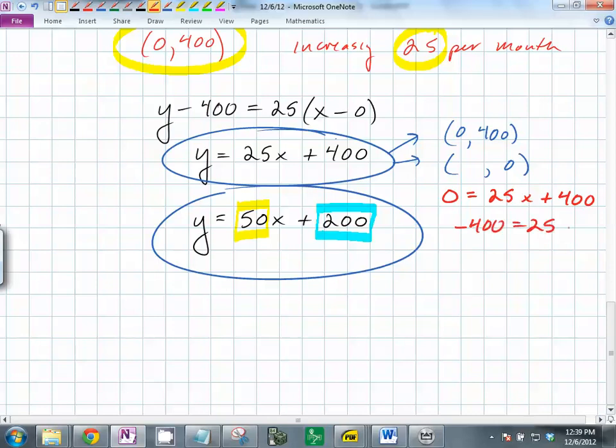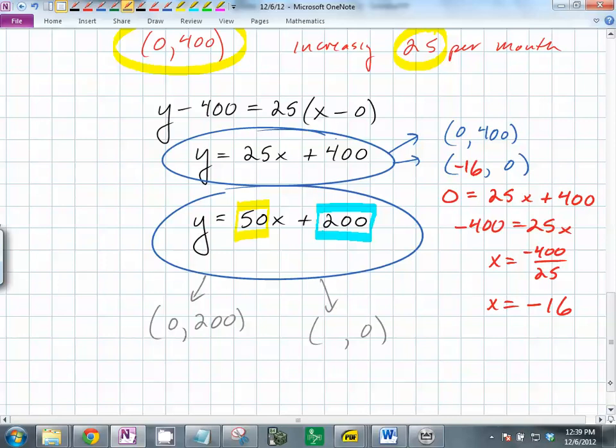2 points right there. Absolutely. So let's do this thing. What's y? 200. So we want to know what happened. When y is 0, how do we figure out what x is? 0 is equal to 50x plus 200. So x is equal to negative 4. Yeah, exactly. So what do you do with those two sets of points?